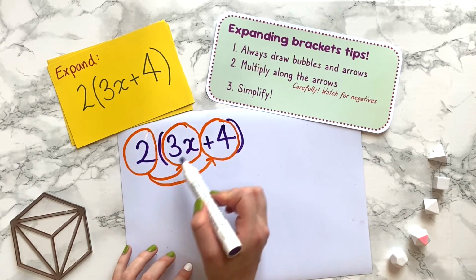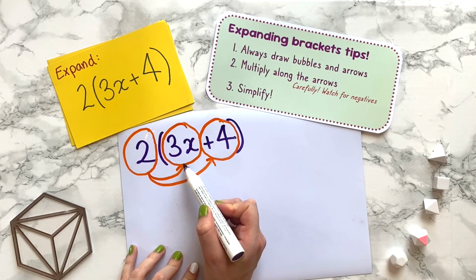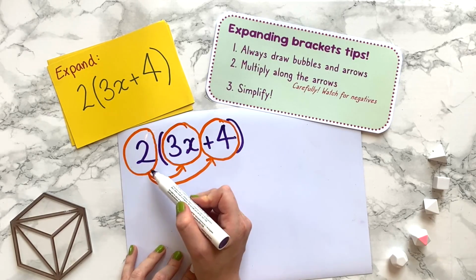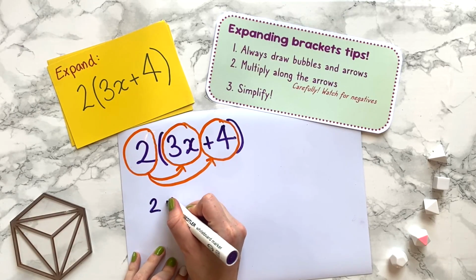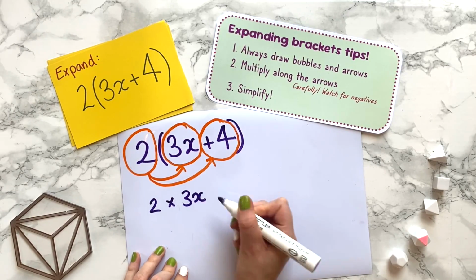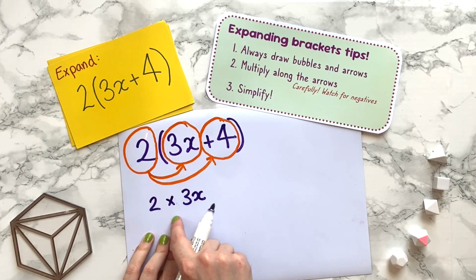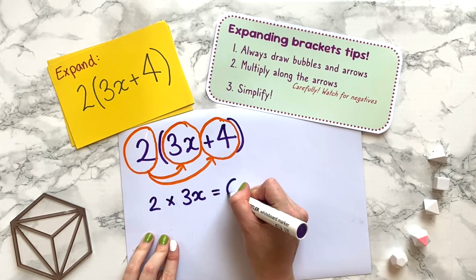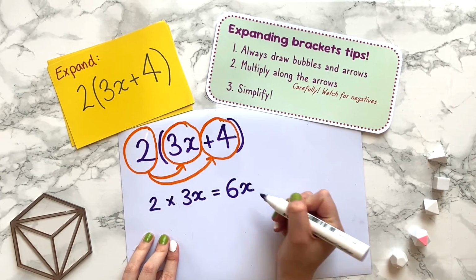So our first multiplication is the 2 times the 3x. So if I follow this first arrow, we get the 2 times by the 3x. And I'm going to write this out while I get used to doing this. So with this multiplication, we multiply the number bits together. So we've got a 2 times a 3. So we're going to get a 6 here. And there's no x here, so we've just got the 1x. So this goes to 6x.